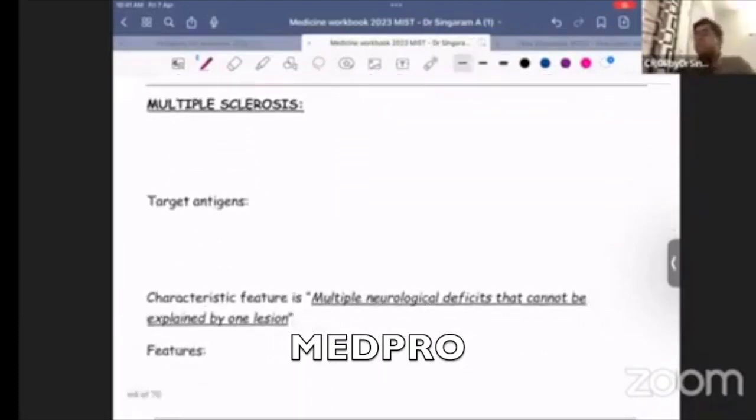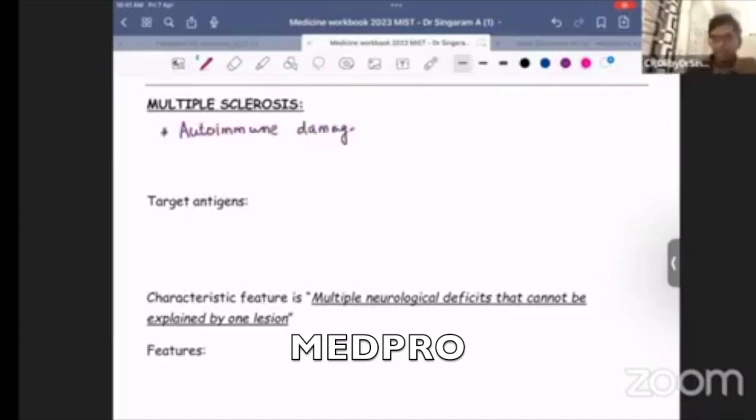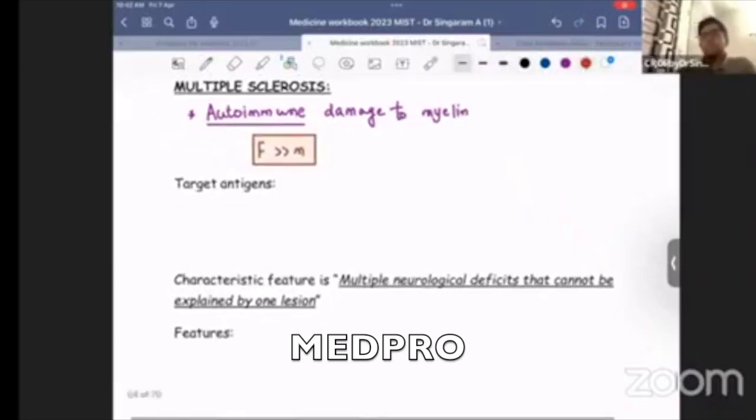Another condition that is also something involving the myelin only, which is called multiple sclerosis. Now, this is an autoimmune condition. Very, very important. It's an autoimmune damage to the myelin. And generally, you all know autoimmune disorders are more common in which gender, males or females? Obviously, it is more common in the females. So I'm going to write: females more than the males are affected by multiple sclerosis. Females more than the males.